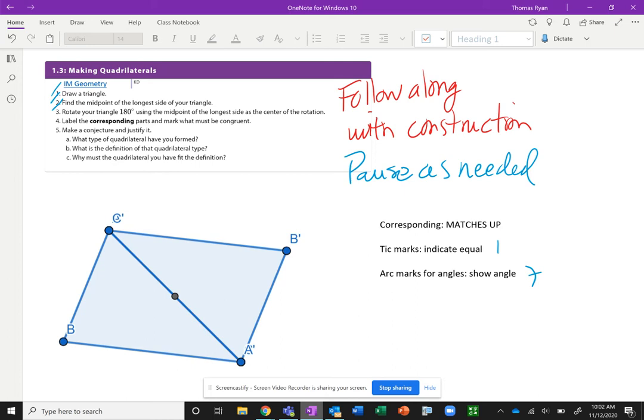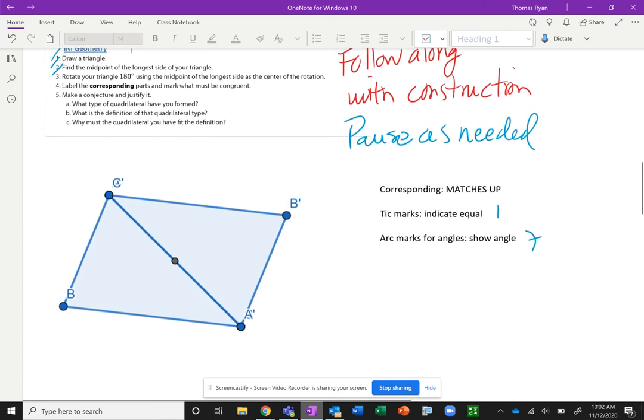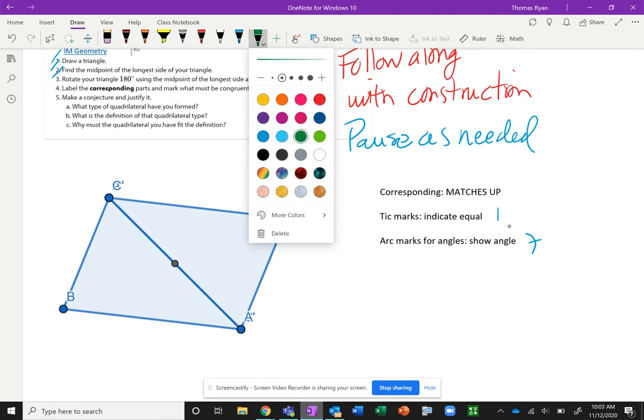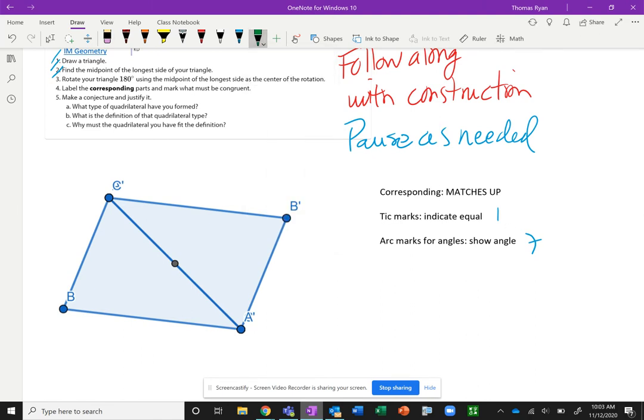Okay, so here we go. Let's start somewhere down here. Here, I'll use a different color. And all we want to do is mark the corresponding parts that are congruent. Okay, ready? So you always start with your first tick mark, you just do 1. So I'm gonna pick this side over here. And I'm gonna give it 1 tick mark.